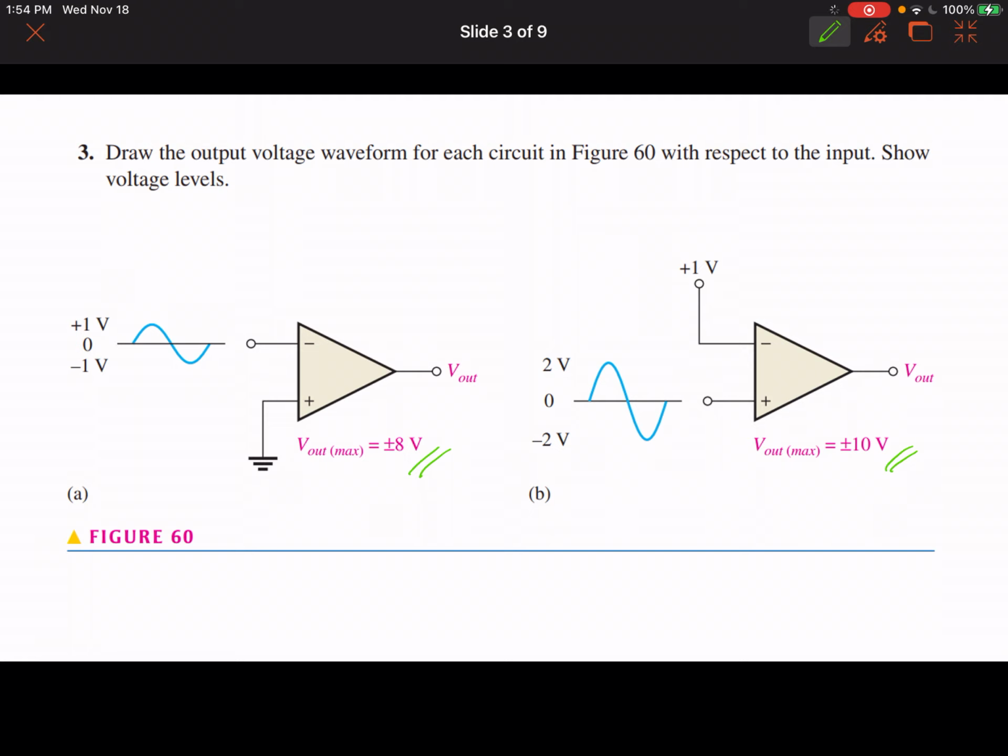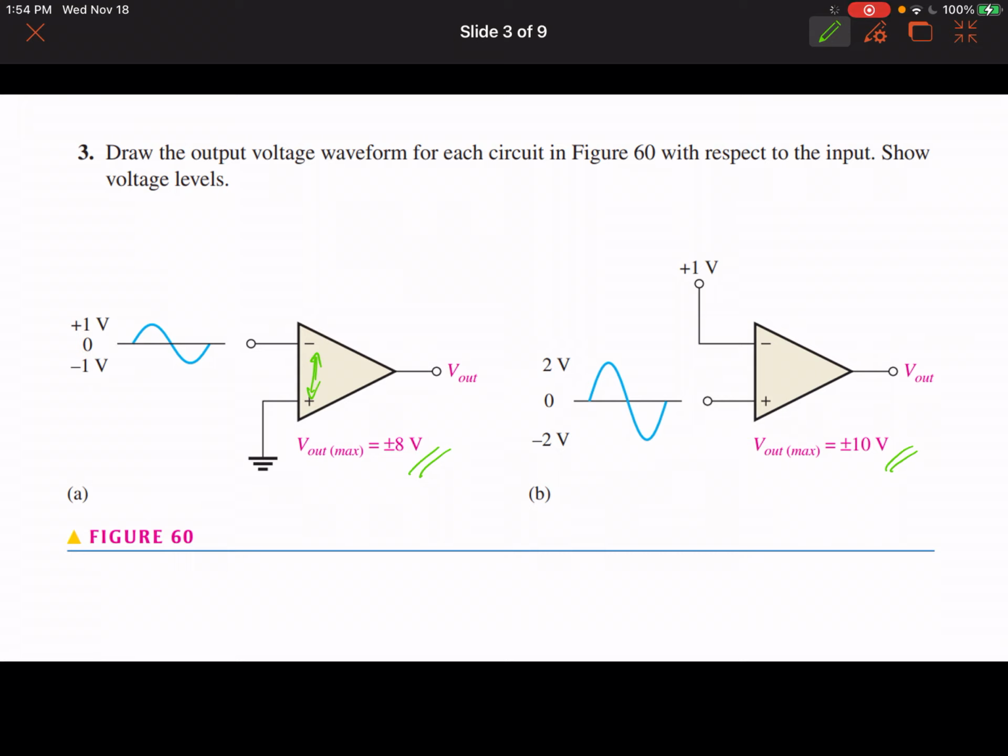Like we said, regardless of what the difference in voltage is between these two terminals, it will give an output of maximum plus or minus 8 volts. But since we have an input that is negative, which is lower than the ground, it means that the output will be the negative of the input.